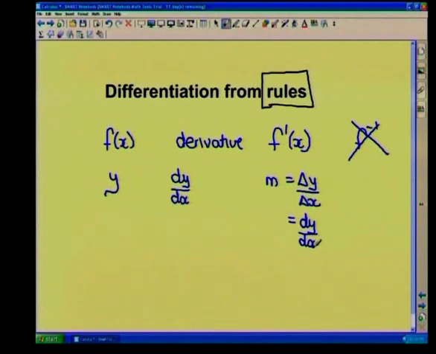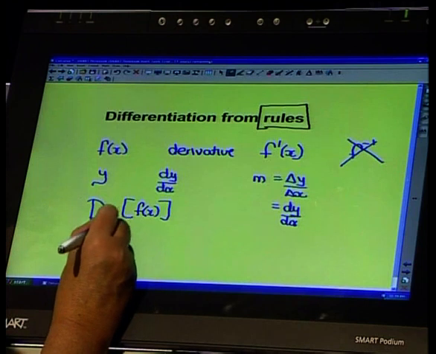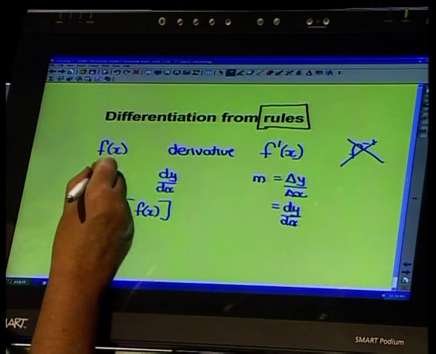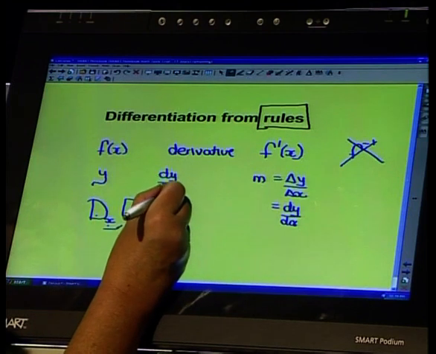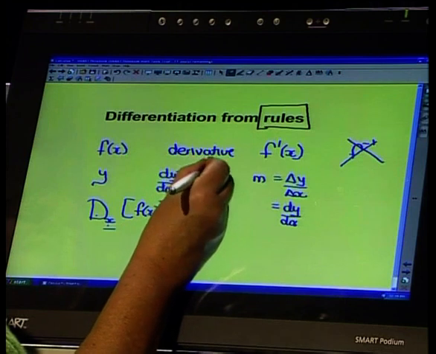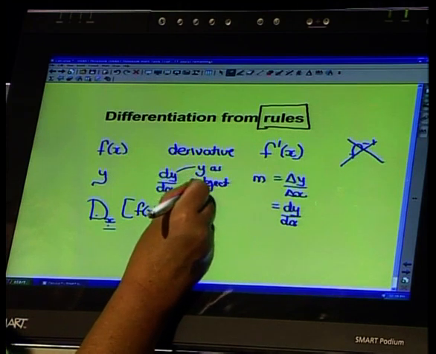There it is. And the third one we're going to work with is a big D with a little x of f of x. Now, what this notation is saying is differentiate f of x with respect to x. So in other words, the variable we're using is x. Now, it depends what I put there, what you would do here. Likewise here, this notation tells me differentiate y with respect to x. And what it means is get y as the subject and then differentiate.